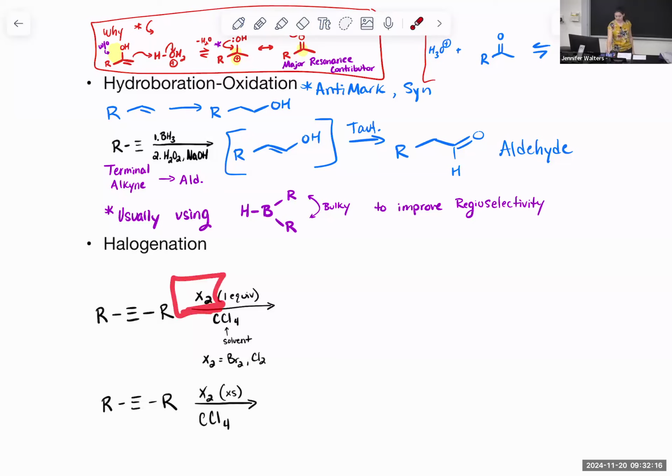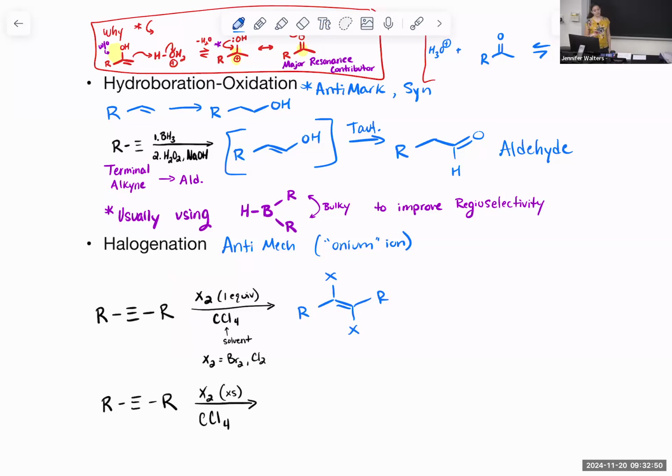Which mechanism did the halogenation go through? Carbocation, syn, anti, oxidative cleavage? Anti. So it was that anti mechanism. It went through that onium ion intermediate. So what that tells me is I'm going to make a trans product. I need to get my halogens on opposite sides because it is the anti mechanism.